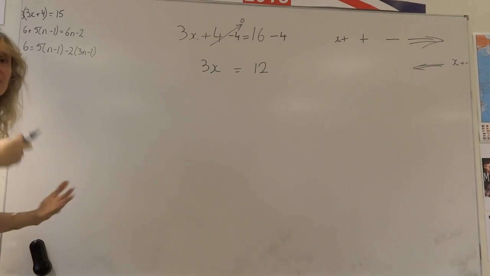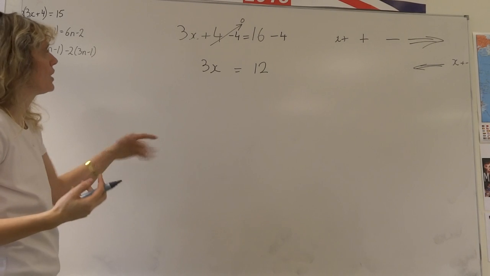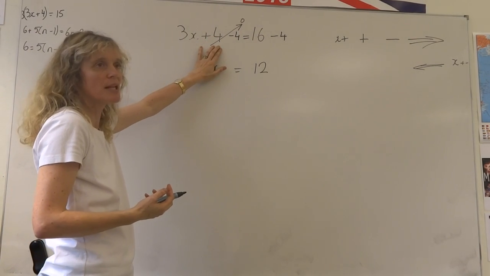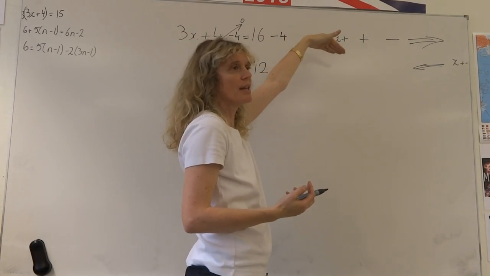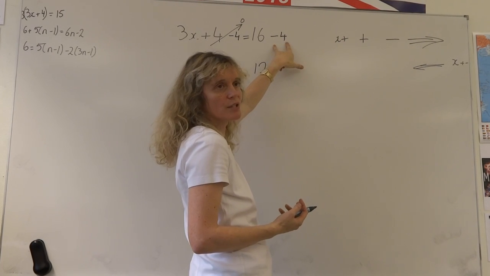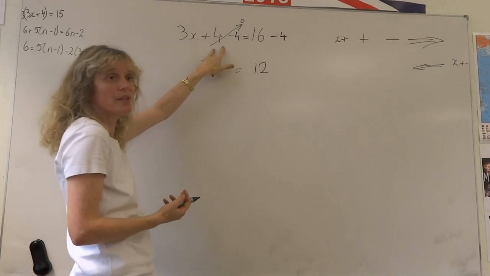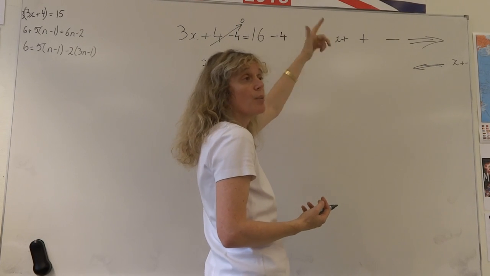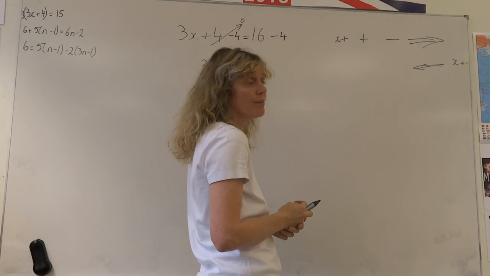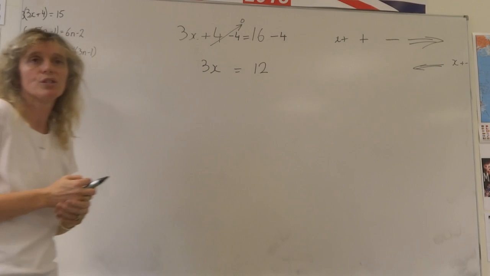As you do these time and time again, you get used to the fact that, all right, I want to get rid of this plus 4, I'll move it over to the other side of the equal sign, and it turns into a minus 4. If it had been minus 4 on this side and I'd moved it over to the other side, it would have changed sign into a plus 4. So that's the skill that you get once you've done them a while.